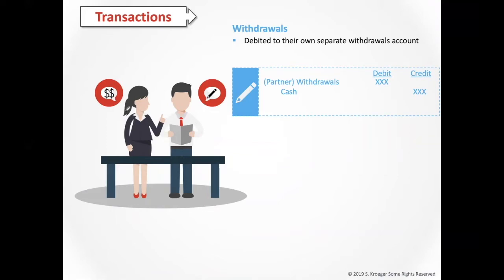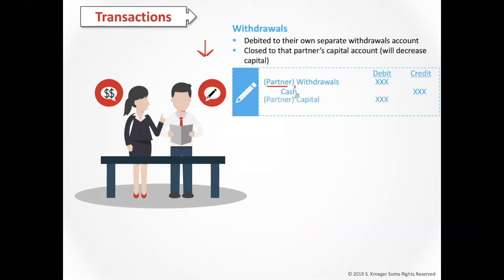As a reminder, when owners put money into the business, it will increase their capital account. And when owners withdraw from the business, that will decrease their capital account. The journal entry would be the partner's name. For example, if it was me, it would be Kroeger, comma, withdrawals. And then a credit to cash because cash is coming out of the business.